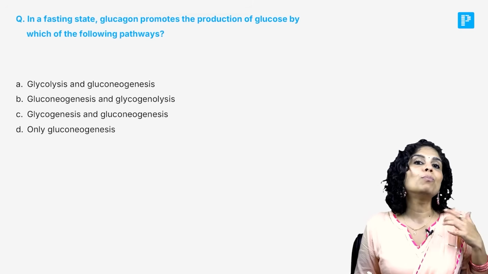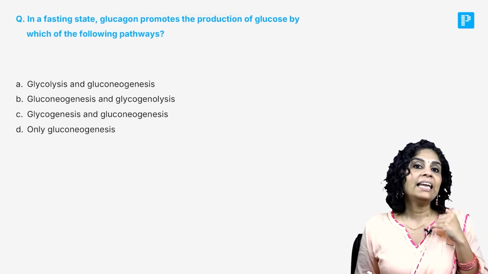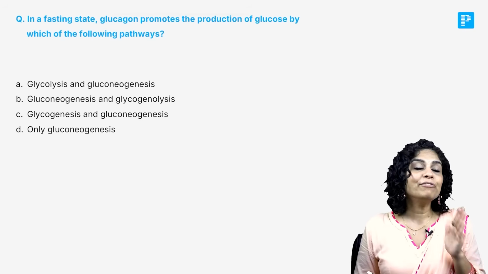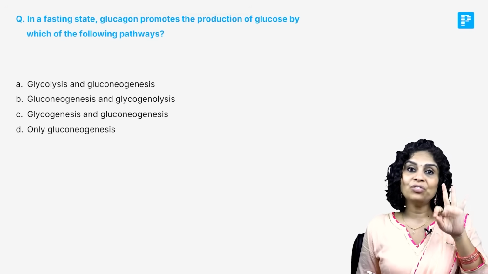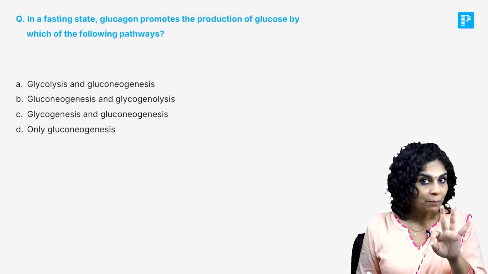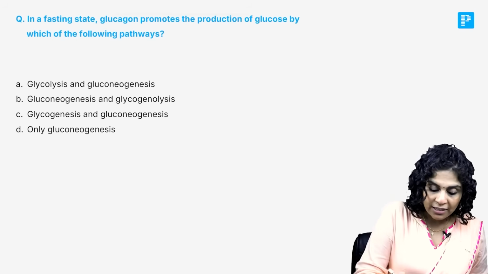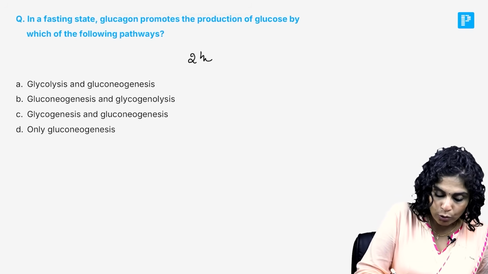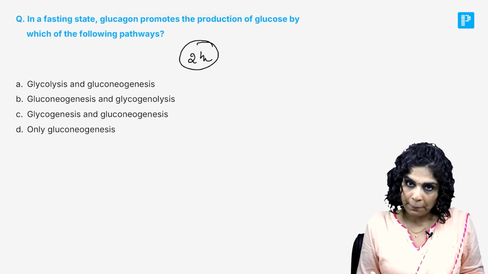If you want to know more about fasting state, forget about fasting state. Anybody who's alive will have to maintain blood glucose. For maintaining blood glucose, we have 3 mechanisms or 3 ways. The first way obviously is dietary glucose. Dietary glucose maintains blood glucose for the first 2 to 2.5 hours after the previous meal.